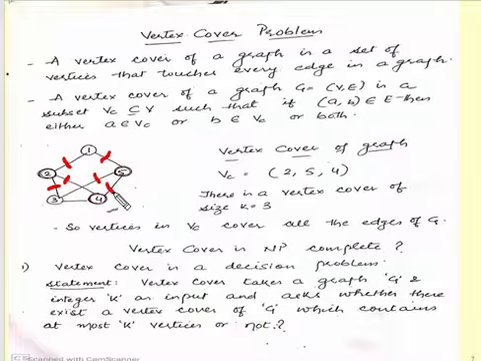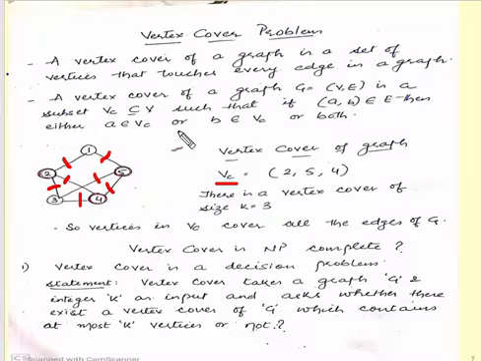So these two vertices, 2 and 5, will cover these 6 edges, but still one edge is left. For that I need to take either node 3 or node 4. Suppose I take node 4, so this will also cover that edge. Is there any remaining edge over here? No. So you can say these 3 vertices are covering all the edges of our graph. So that is the vertex cover, VC, of a graph.